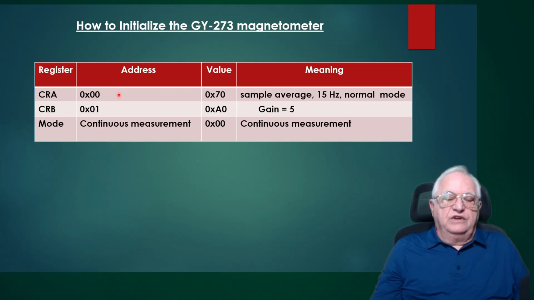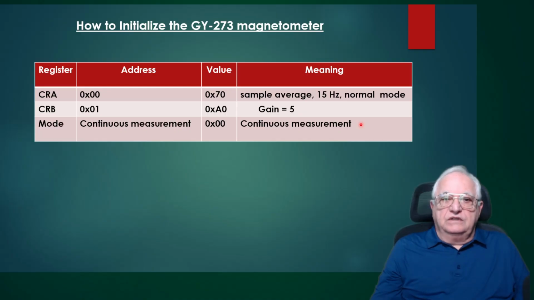Register A is address 0. Then we have address 1, and the mode is address 2. The values we're going to use: for register A, we're going to use an average, we're going to use 15 Hertz sampling in normal mode. Then the gain is going to be equal to 5, and we're going to use continuous measurement.